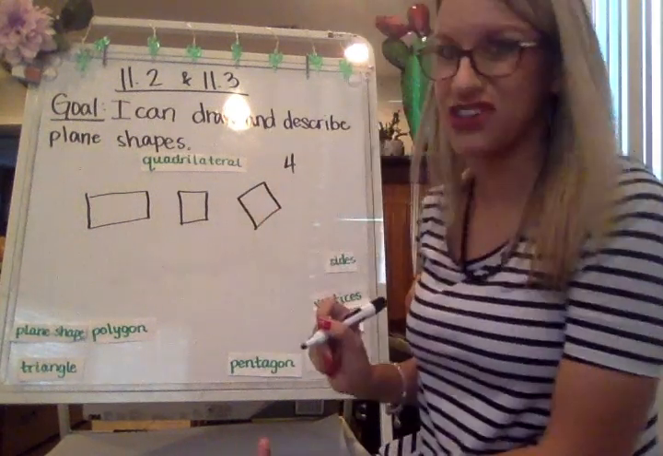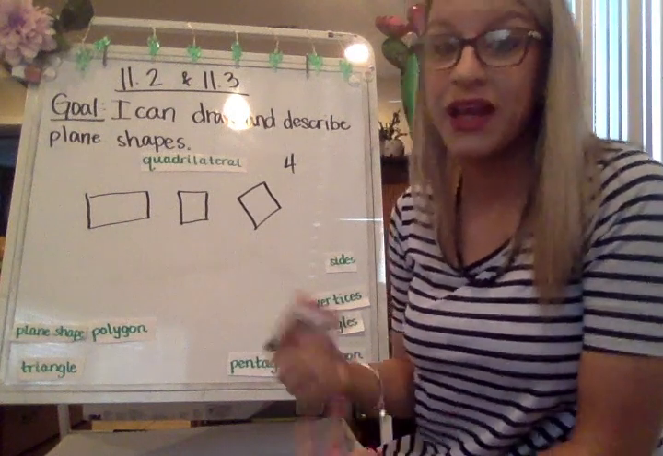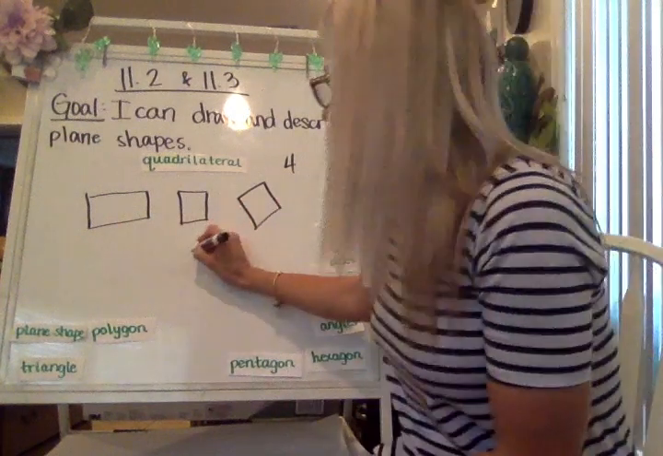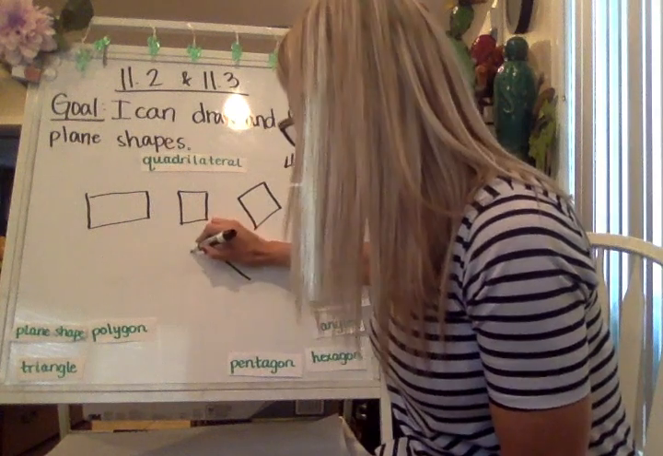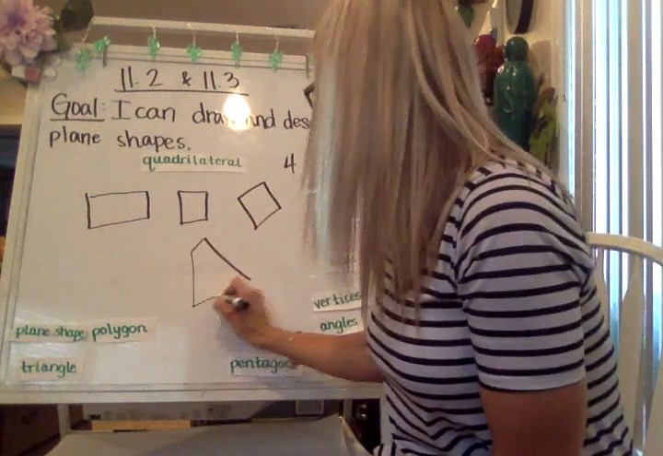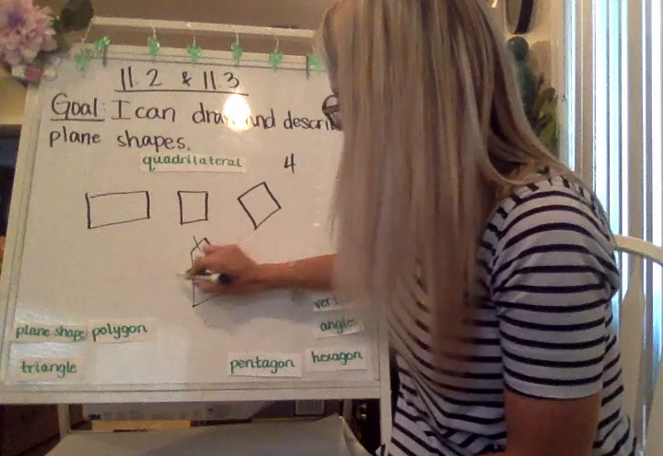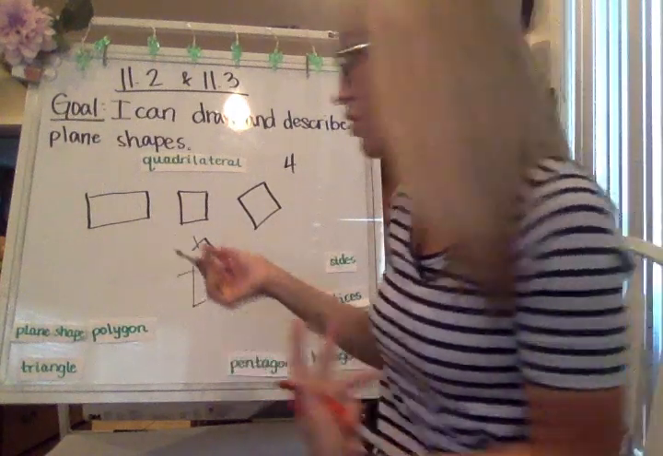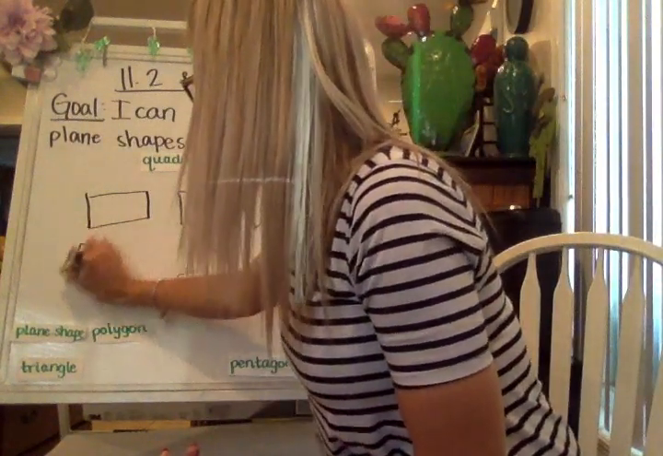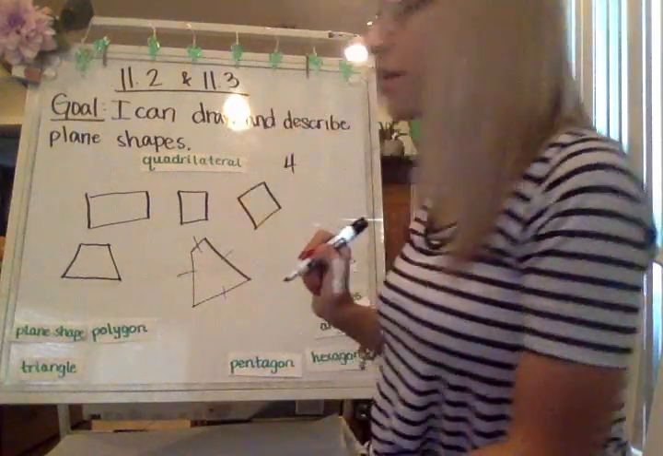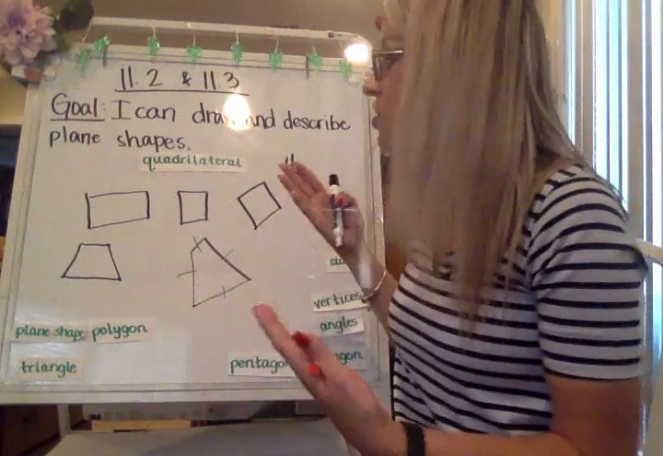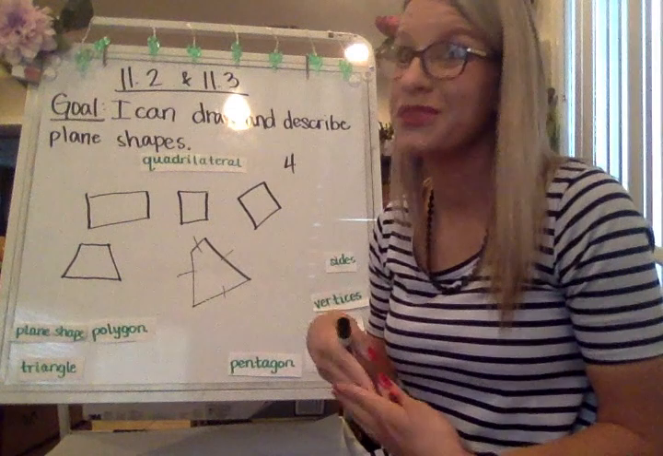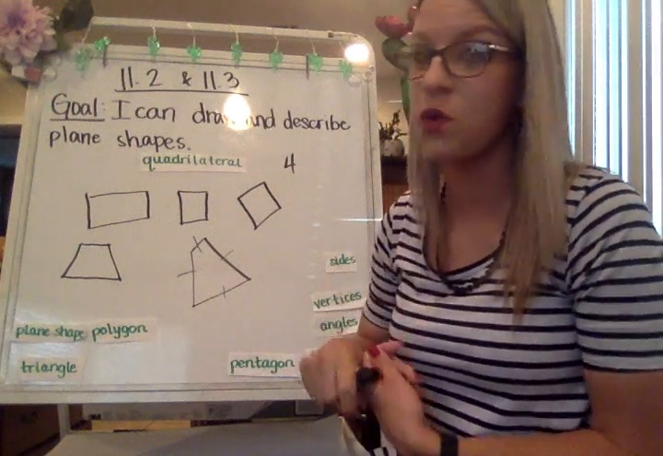What if I turn it this direction? That's still a quadrilateral. It has 4 sides. Any kind of way that you can make the 4. So look, 1, 2, 3, and 4. That's a quadrilateral. 1, 2, 3. Oh, gotta connect it. That's a quadrilateral. So you might call that a trapezoid. Nope. Not today, friend. You're calling it a quadrilateral.